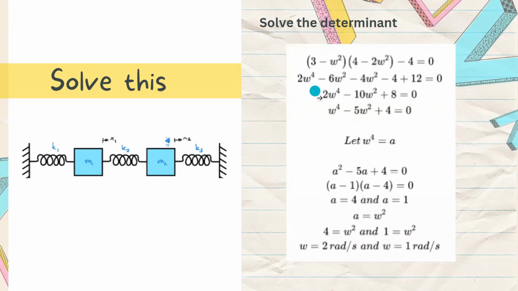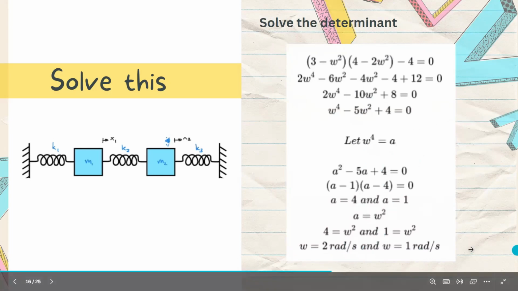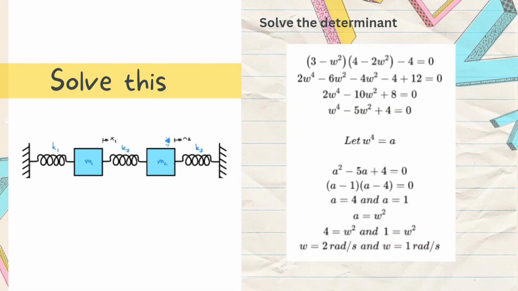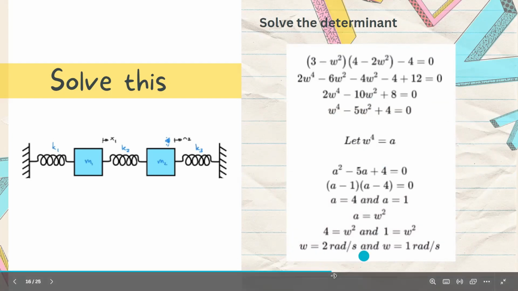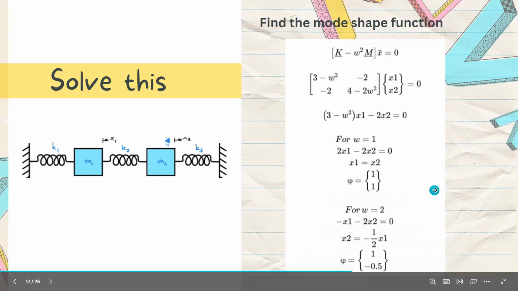Then we need to solve the quadratic equation by letting omega to the power of 4 be equal to a. Then we solve, and we will get the omega values. The omega values represent the natural frequencies of the system. There are two: one is 2 radians per second, and the other one is 1 radian per second.